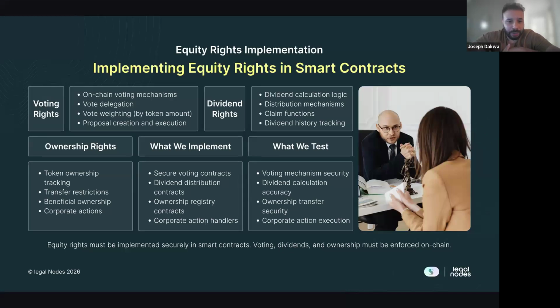Okay, fantastic. So equity rights. From a development perspective, this is customization. There are standards to use in real-world tokenization development, but we want to make sure that this works in conjunction, believe it or not, with some of the things we spoke about earlier regarding voting. So we want to make sure that there are on-chain voting mechanisms, voting delegation, vote weighting, and proposal creation and execution.